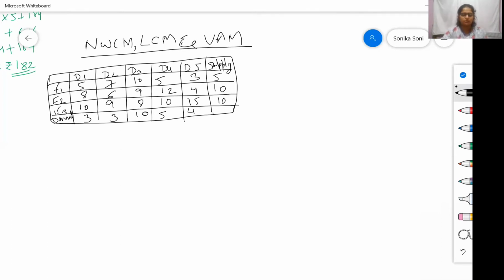Now what is the first step we do? We first see whether the supply is equal to demand or not, where we have 10, 10 and 5 as the supply. Here we have 25. Here in the demand, 3 plus 3 is 6, plus 10 is 16, plus 5 is 21, plus 4 is 25, which means demand is equal to supply. Now we can move on with solving the problem.